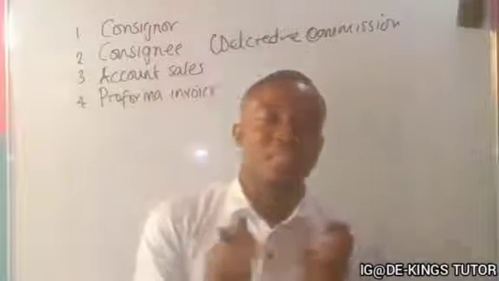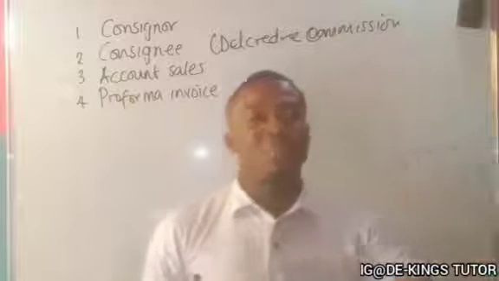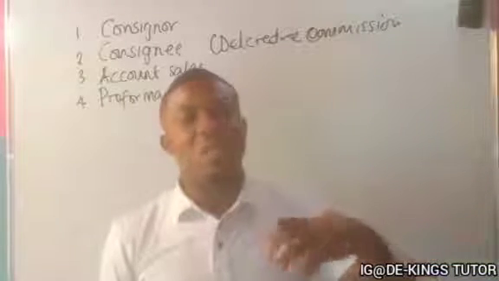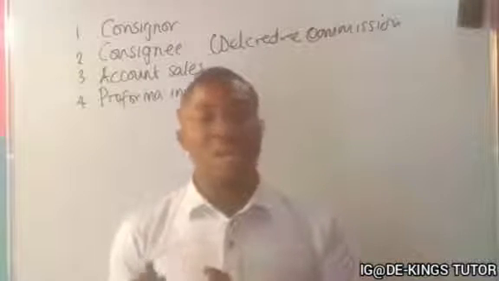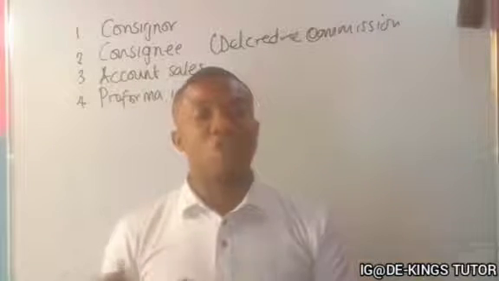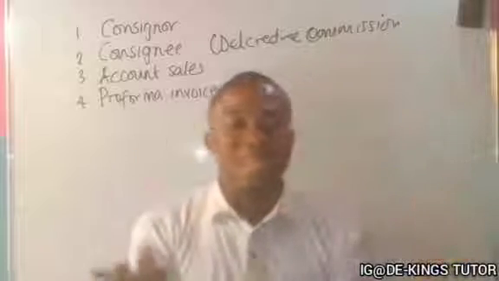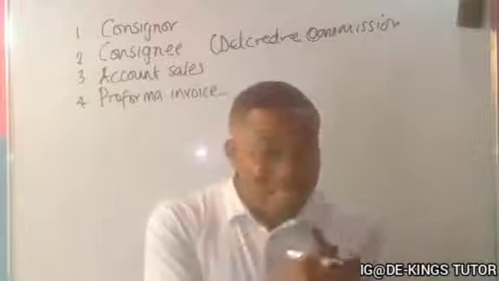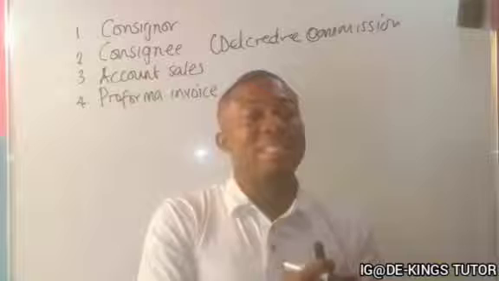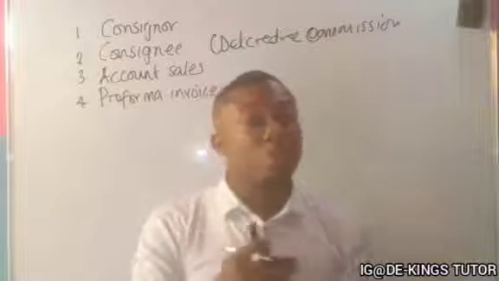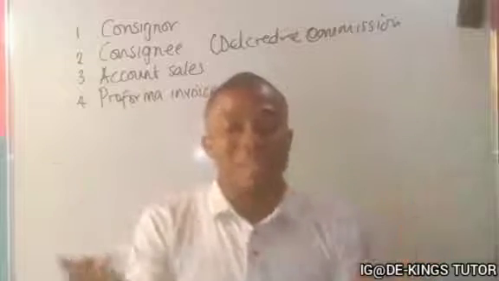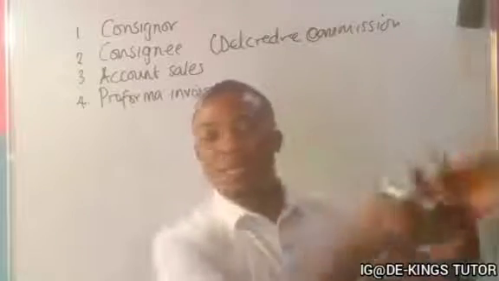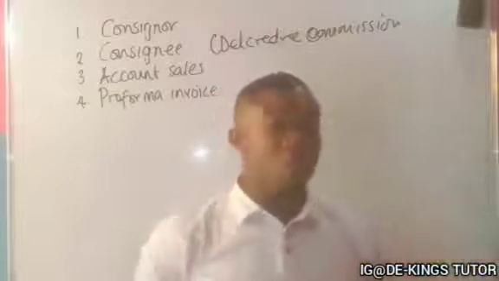It means that the consignee, having received the goods, stored them and sold them, might have incurred expenses, and also he has to remove his commission. So a statement comprising all the sales he has made, the expenses he has incurred, his commission, and the balance that is remaining, he has to send back to the consignor, because he is not the owner of the goods, the consignor is.